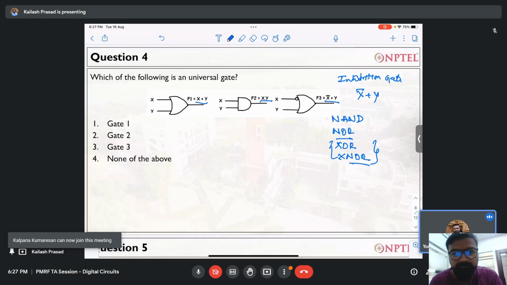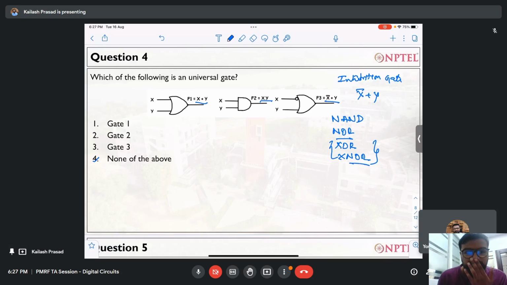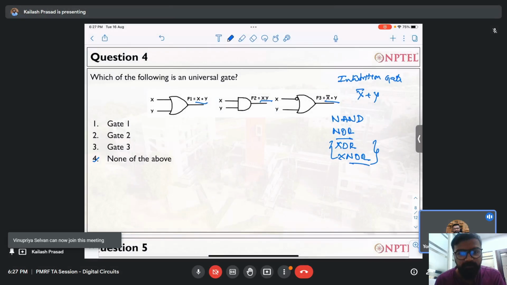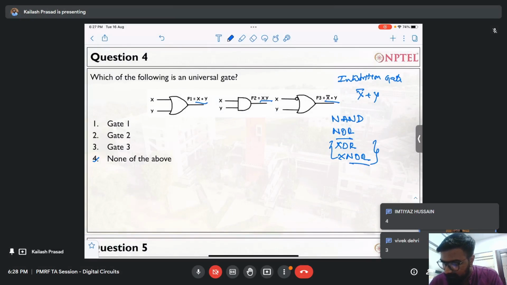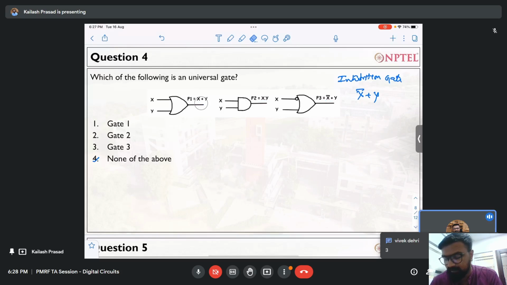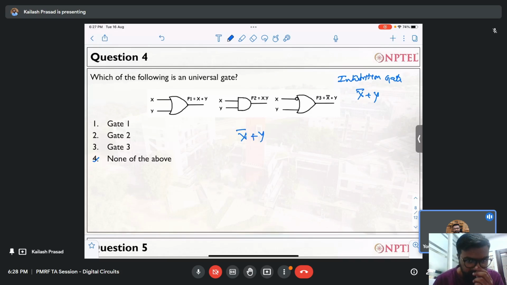None of the above. Four. Four, sir. Everybody agrees with that? Okay, let us see. Everybody knows that X plus Y and X dot Y are not universal gates, right? But I'm concerned about this X bar plus Y. Let me try something with this particular gate. Just by using this gate, if I can make NAND or NOR, it can be a universal gate. And if I'm unable to make it, it means that it is not a universal gate.